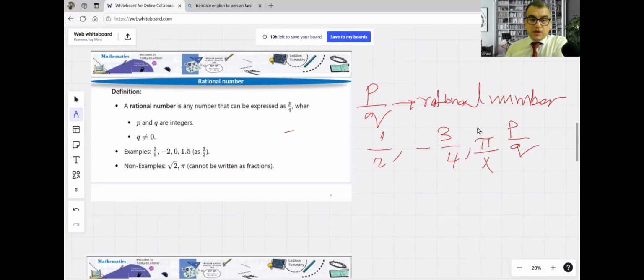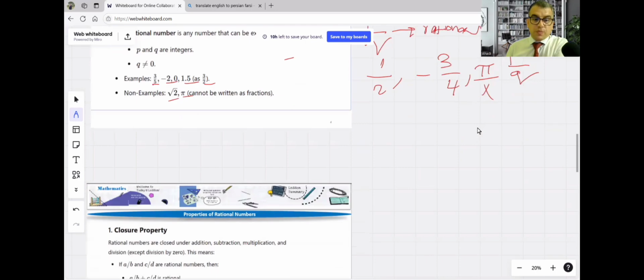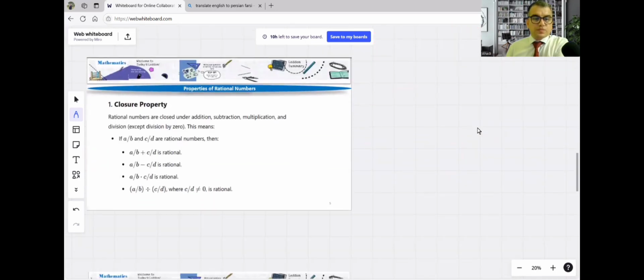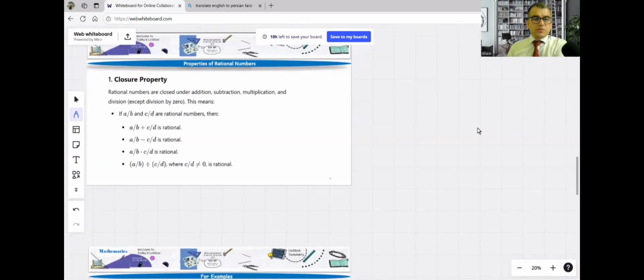Some other examples of rational numbers are here. You can see all of these numbers are rational numbers. But these two numbers are not rational numbers because we cannot write them like p by q. So now let's begin the properties of rational numbers.